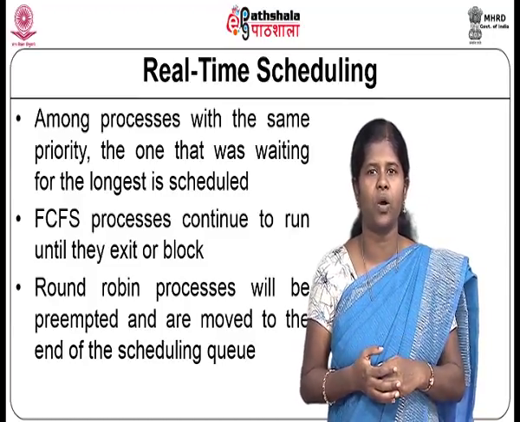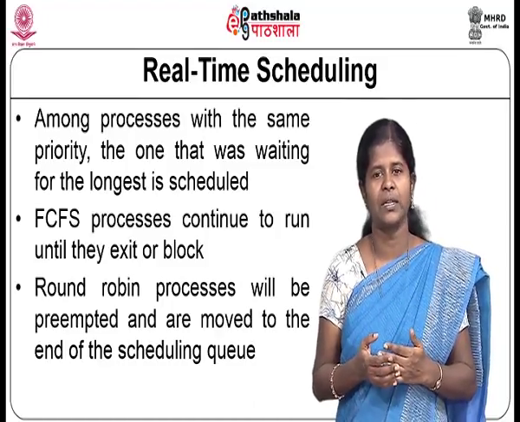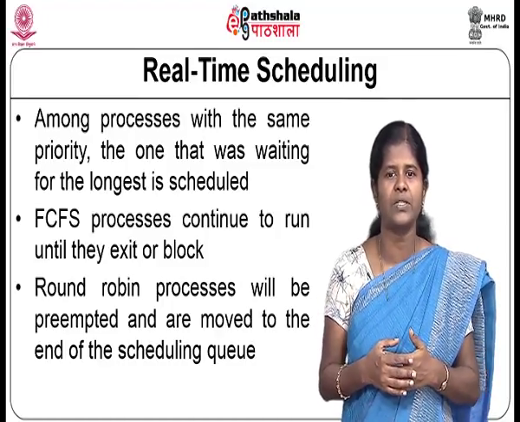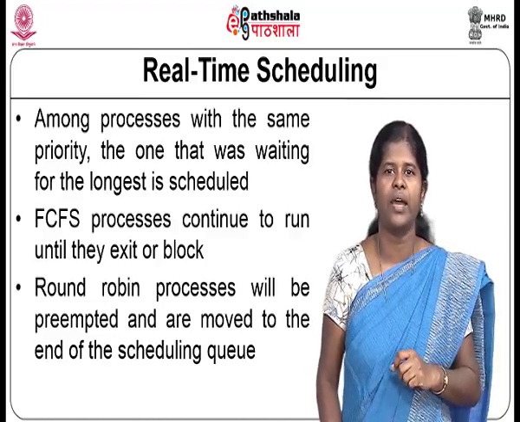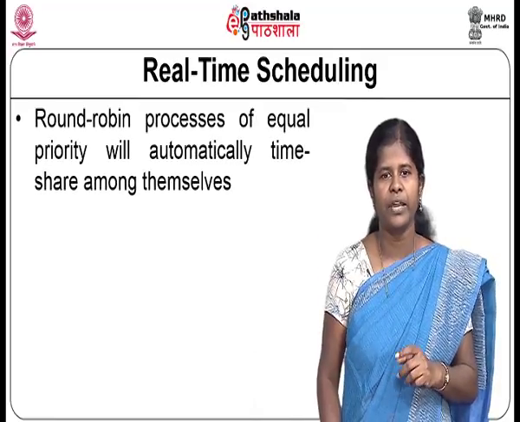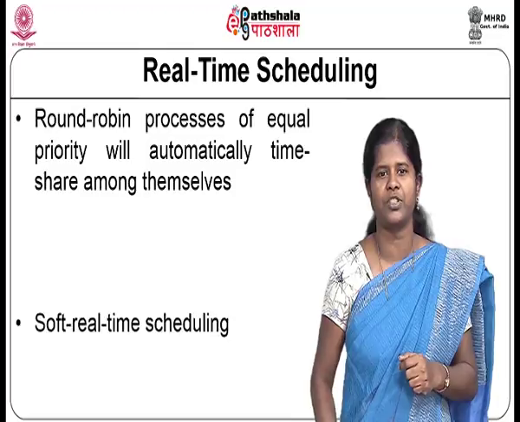amount of time and all the processes will go in a round robin and get the CPU. But if a higher priority process arrives, a round robin process can be preempted and moved to the end of the scheduling queue. If you have round robin processes of equal priority, they will automatically do time sharing.